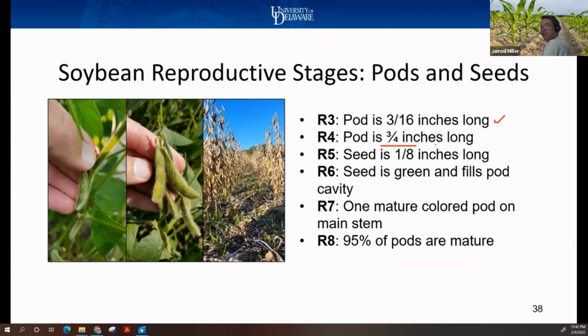R4, pod is 3/4 inches long. So you can see these pods. Here's a young pod. But you have to measure them because it's hard when they're starting to fill out and add beans. R5, seed. Now you're into seeds at R5, 1/8 inches long.